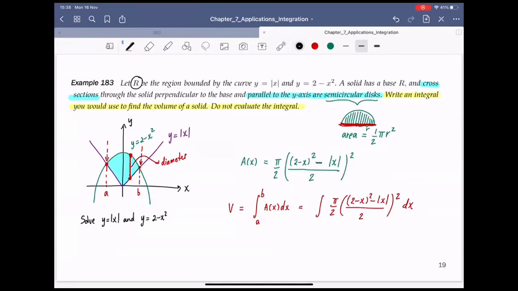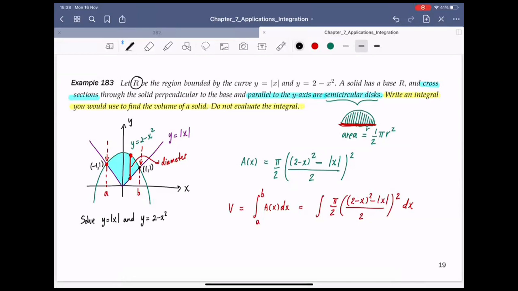If you can eyeball it, you can see that it cuts at negative 1 and 1, right? Because if you plug in 1 there, you'll see that the graph passes through the point (1, 1), and the graph passes through the point (negative 1, 1). This is how you eyeball it.